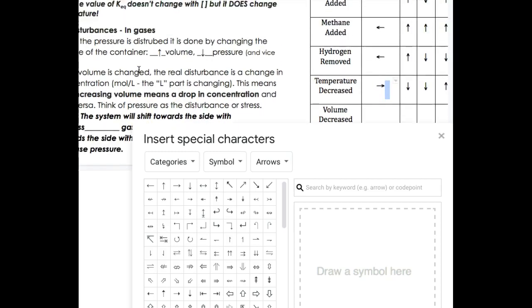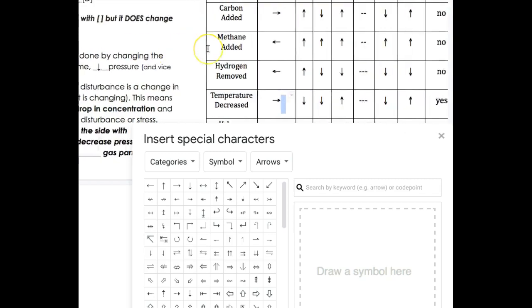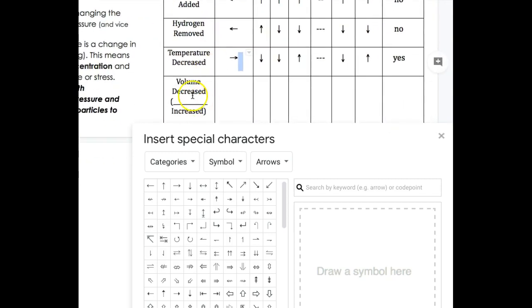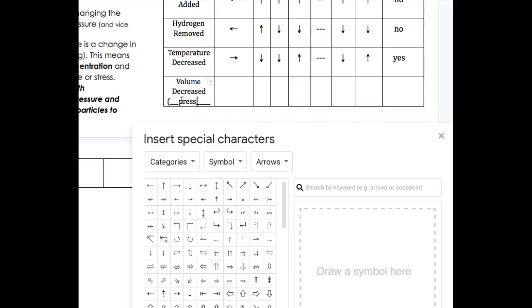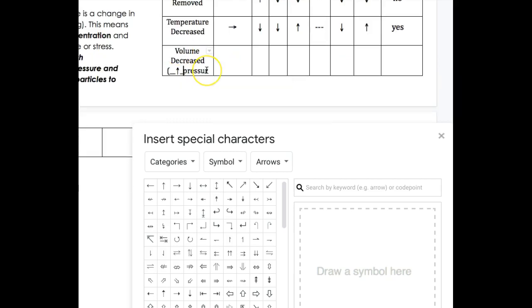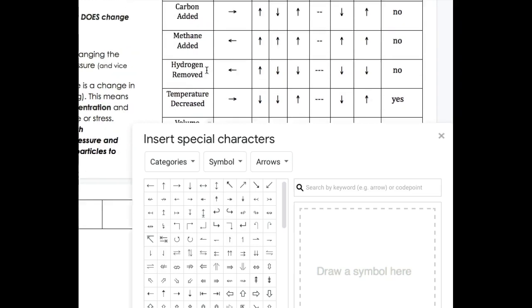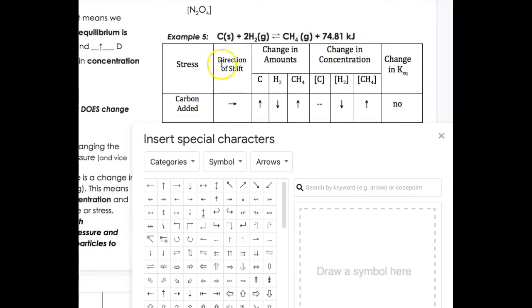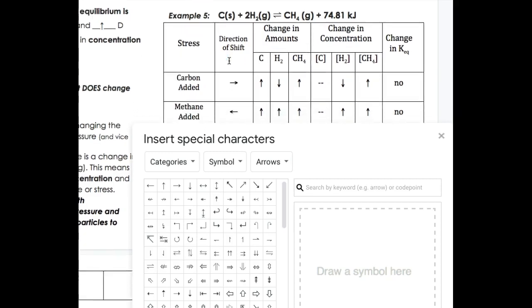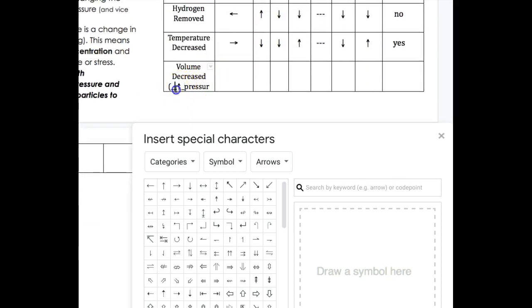Okay, so the last example is volume. So it's related to what we talked about in terms of pressure. So the volume decreases, so that means the pressure is going to go up. And if the pressure goes up, then that means we want to move in the direction where there's less moles, there's less particles, to partially reduce the pressure.